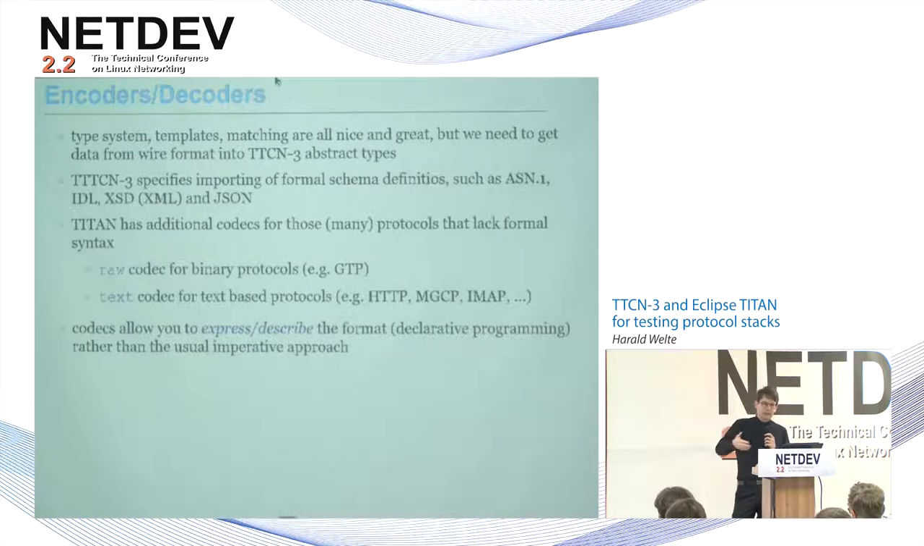So if you want to implement an IP header or a TCP header, there is no abstract syntax that you can use. So they have two what they call codecs. One is raw and one is text. The name sort of is self-explanatory. And using these codecs, using declarative programming, you can express how a given abstract data is encoded or decoded into binary.